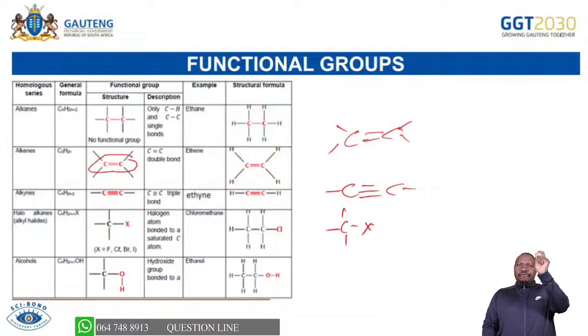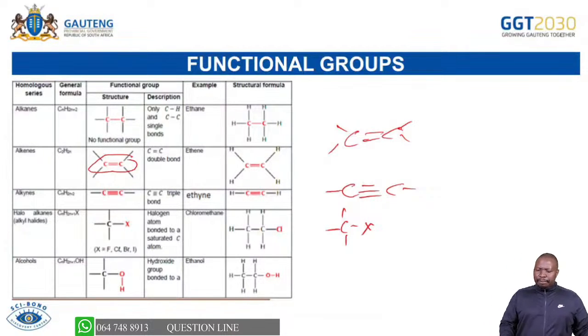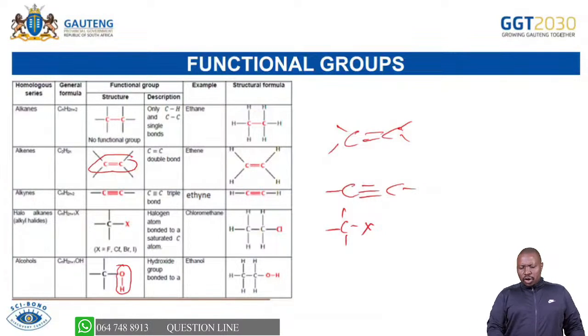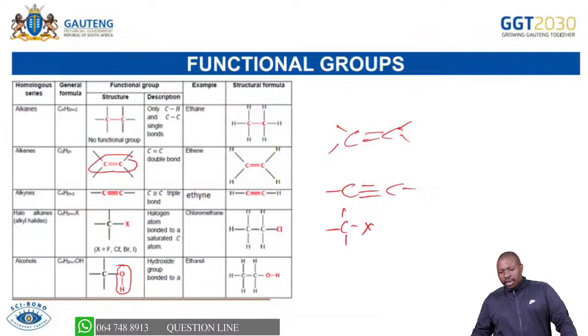And some of these functional groups have been given names. For example, for the alcohol OH there, we're calling it the hydroxyl group. So you will refer to it as such. So we can ask you, what is the name of the functional group of alcohol? You must know it's called hydroxyl group.